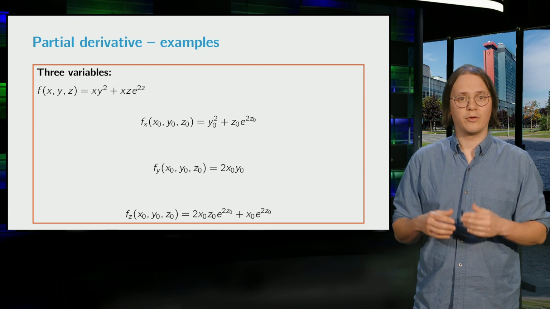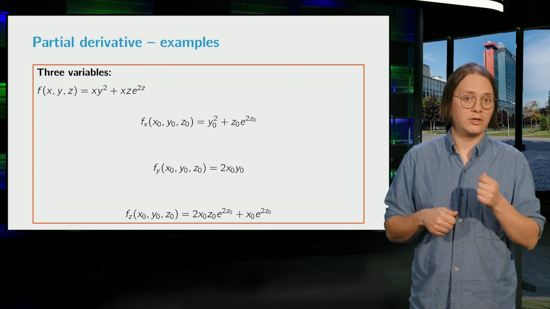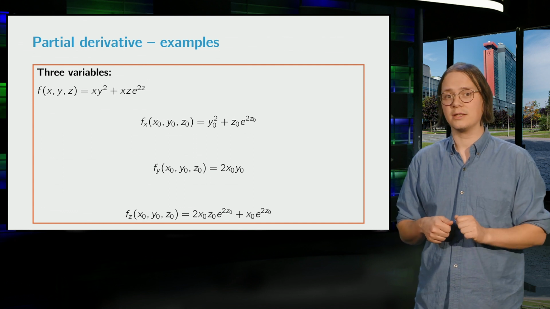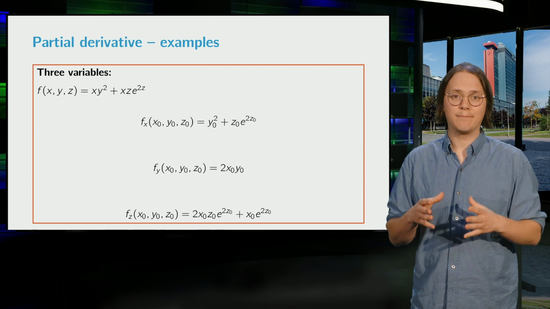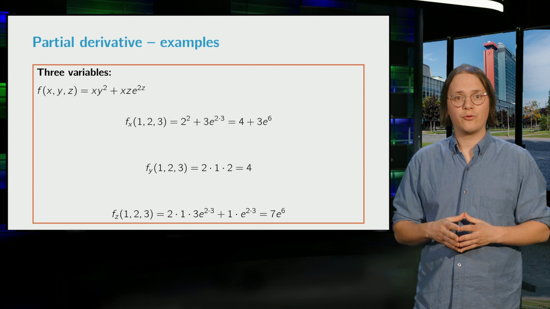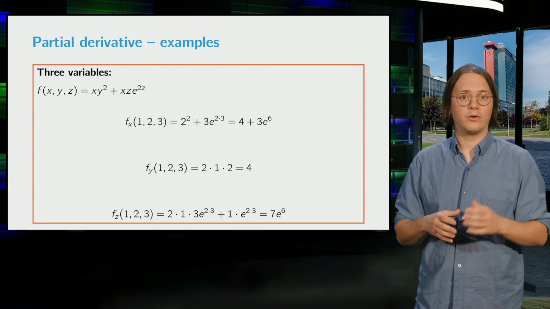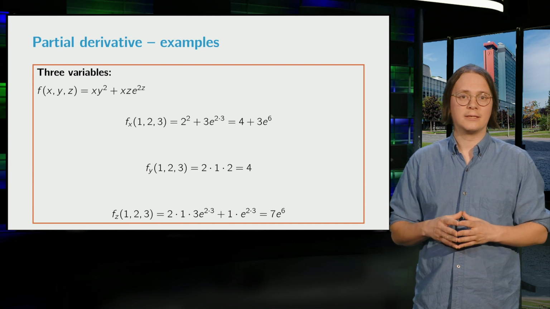Finally, note that for the partial derivative with respect to z, the same is true for the first summand, which only depends on x and y, but not on z. Also note that there we have needed to apply the product rule. For instance, if we want to know the partial derivative at the point 1, 2, 3, we find the value as indicated on the slide.